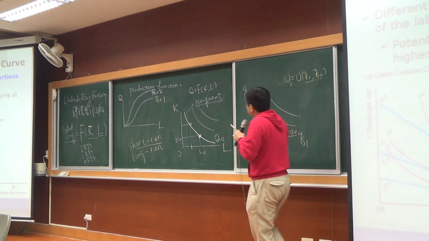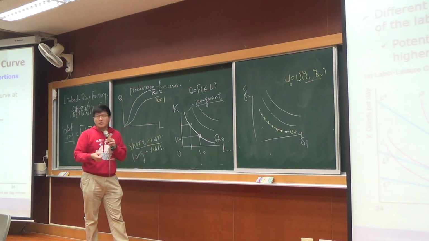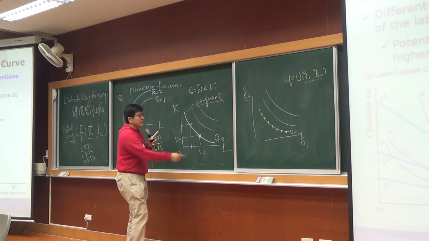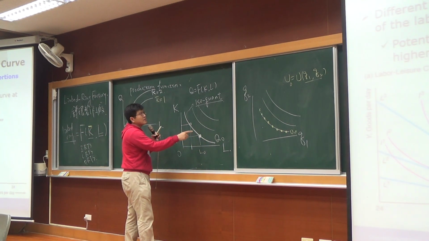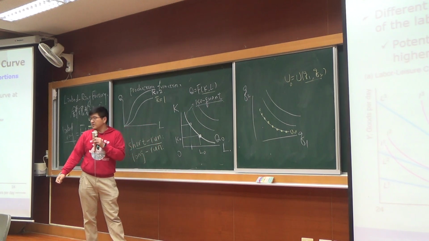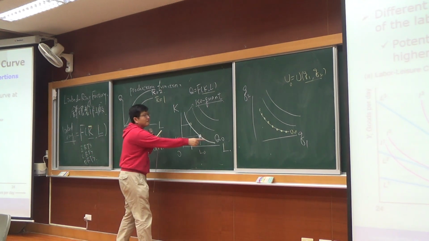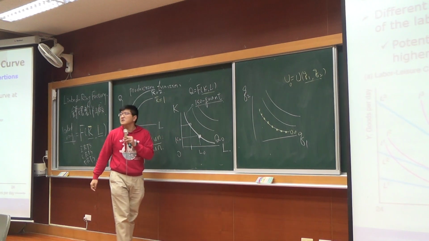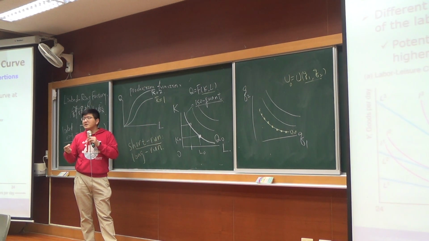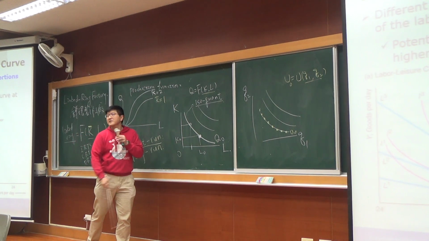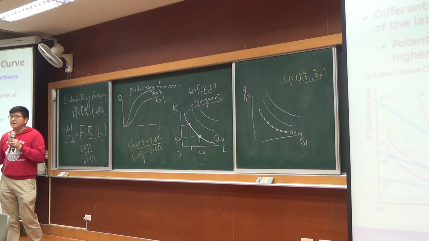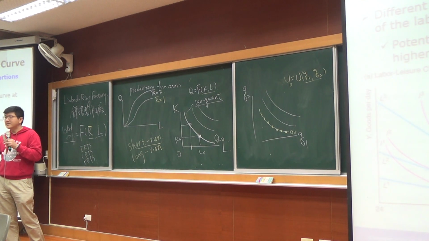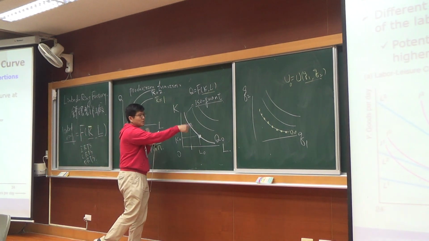Okay? Now, very similar, or almost actually the same. All combinations replaced into the function, we may derive the same level of output. And we connect all these combinations, we may have an isoquant. So it's just like isoheight. Do you remember isoheight curves? So, isoquants.